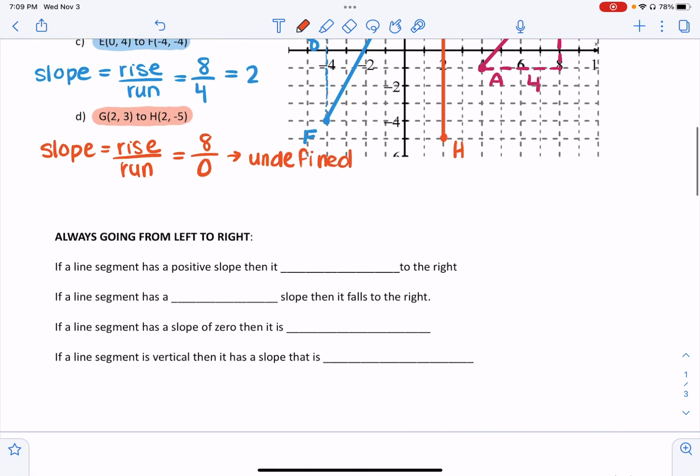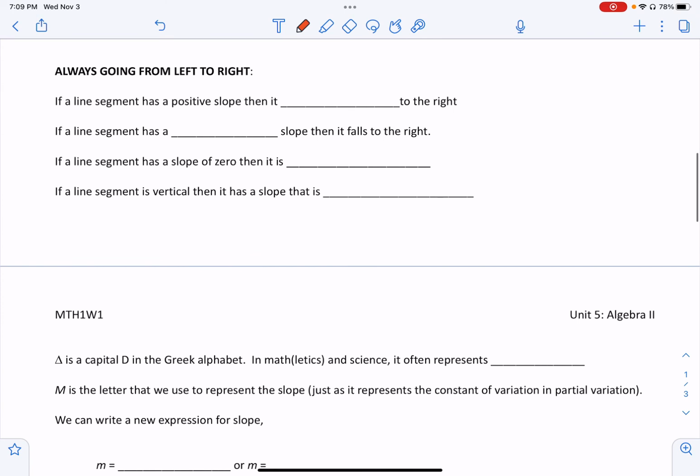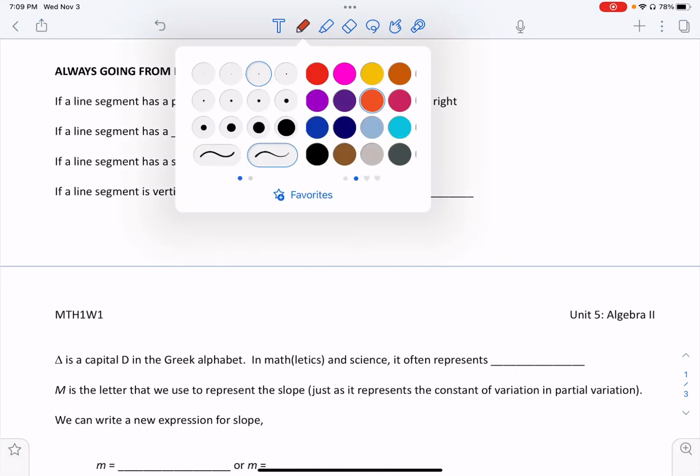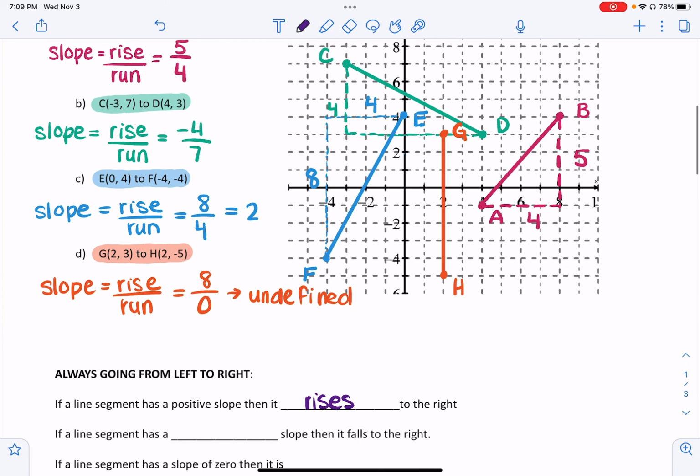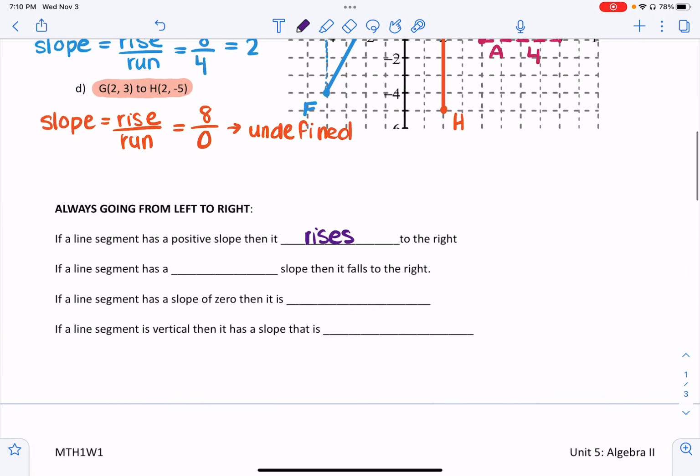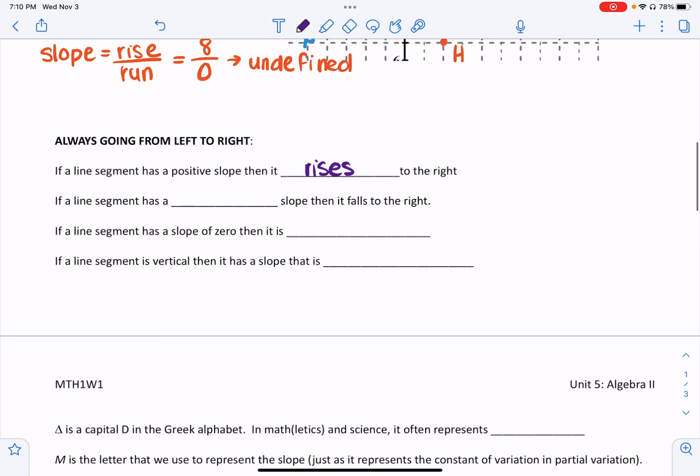So let's talk about our positive and negative slopes in a little bit more detail. So if a line segment has a positive slope, then it rises to the right, just like the pink line right here. Notice it increasing, rising towards the right. That is an example of a positive slope. So ones that look like this.